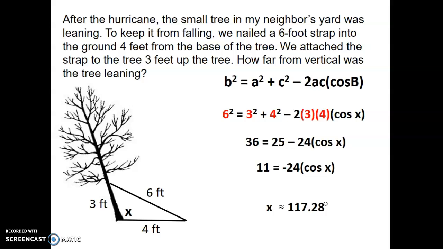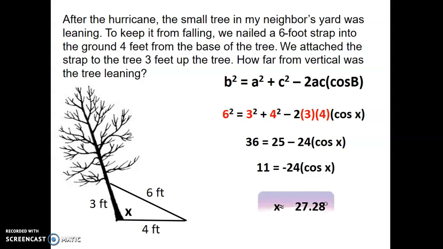However, if you read the question, it asks how far from vertical was the tree leaning? Vertical means that the x on the ground would be 90 degrees. We want to find out how far away from 90 degrees that is. So if the x value is 117.28, we subtract 90 from that value to figure out how far the tree is leaning. We subtract 90, we get 27.28. And that is it.